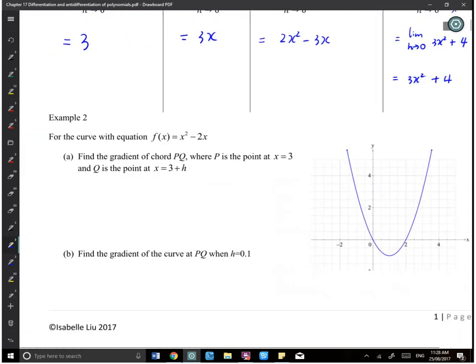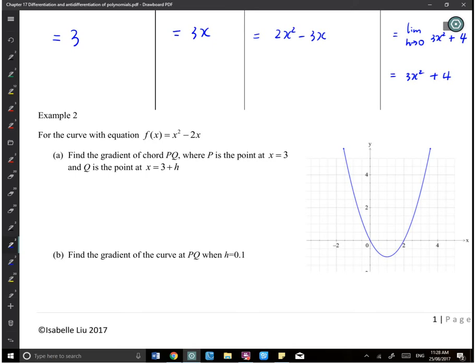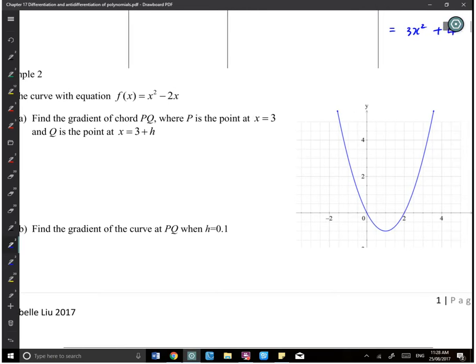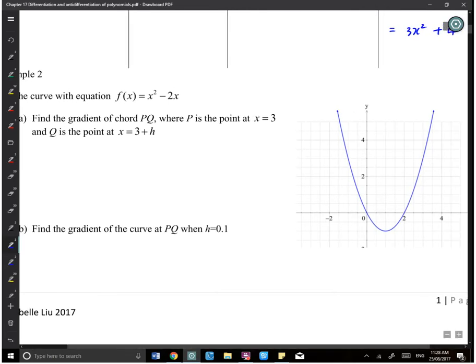Good, good. Let's have a look at example 2. Okay, example 2. For the curve with equation x squared minus 2x. Okay, I'm drawing this function for you already on that side. Find the gradient of the chord PQ, where P is the point at x equals 3. Okay, let's label the point P at x equals 3, which is here.